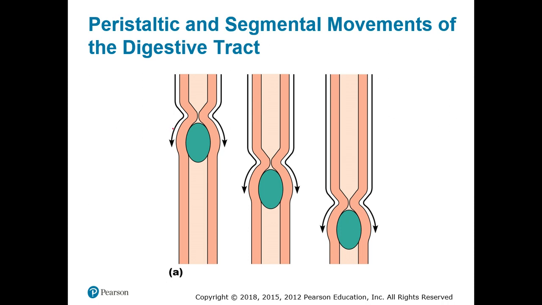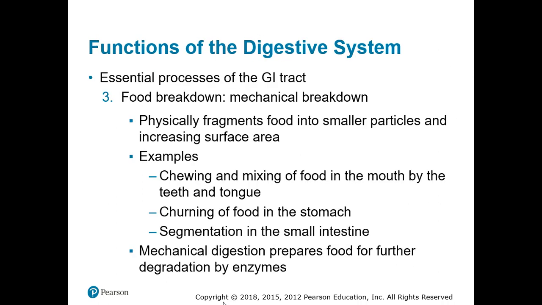So here is a good example of peristalsis. The smooth muscle in the layer squeezes and it moves food down through your esophagus, your small intestine, or even your large intestine.